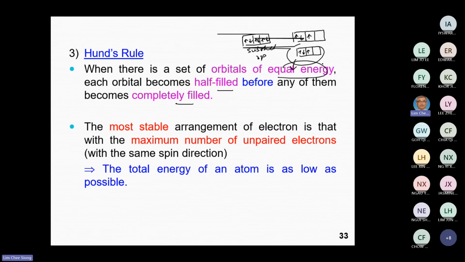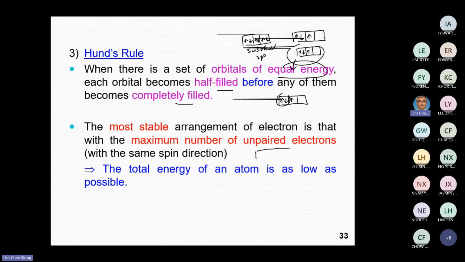However, some students put this one as a Pauli exclusion principle, which is considered wrong. If you put Pauli exclusion here, sorry, wrong concept. Next one. The most stable arrangement of electrons is with the maximum number of unpaired electrons with the same spin direction.